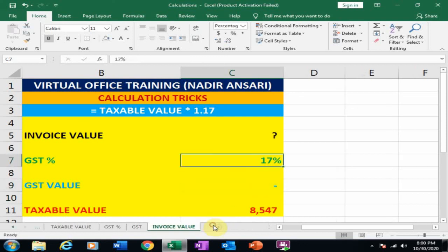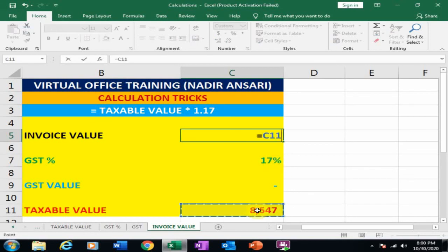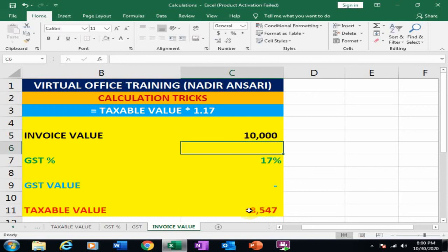Look at another sheet. Here I want to know the invoice value. Here taxable value and GST percentage are given and I want to know the invoice value. How to calculate invoice value? Taxable value multiply by 1.17 because GST is 17%. Just type is equal to taxable value multiply by 1.17. Now you will get invoice value.